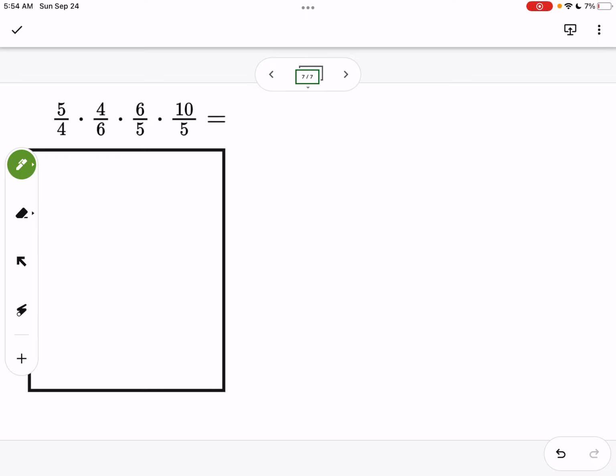So we can simplify. We can cancel. We have a 4 in the numerator and a 4 in the denominator. 4 divided by 4 is 1. We have a 6 in the numerator and a 6 in the denominator. 6 divided by 6 is 1. 5 in the numerator, 5 in the denominator. 5 divided by 5 is 1. So we're just left with 10 divided by 5, which equals 2.